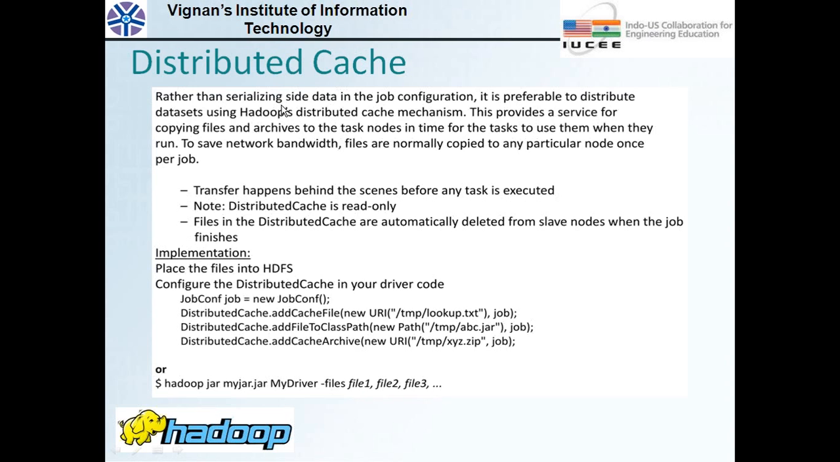Distributed cache is nothing but, rather than serializing side data into the job configuration every time, it is preferable to distribute datasets using the Hadoop distributed cache mechanism, which provides a service for copying files to the task nodes in time for the task to use them. That means at the time of performing the task, you can keep the data in the cache and use it when the tasks run. What is the benefit of distributed cache? To save network bandwidth, files are normally copied to any particular node once per job, right?